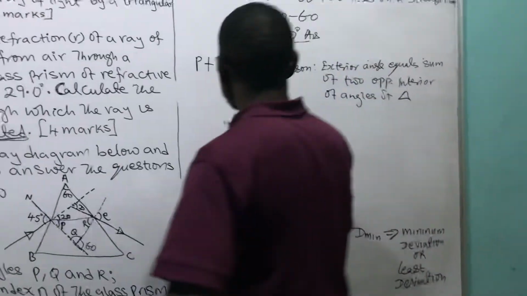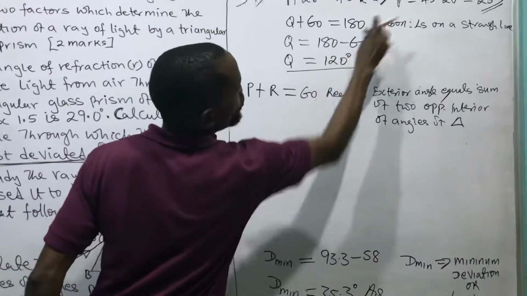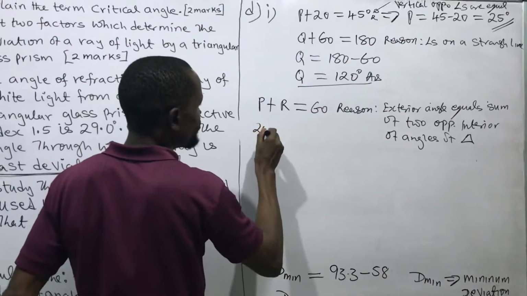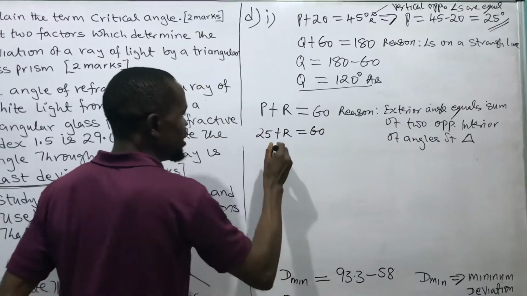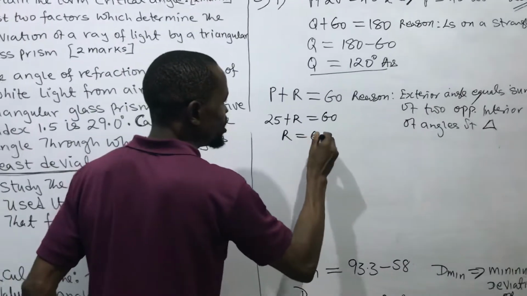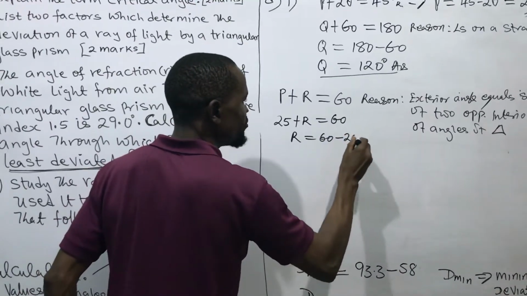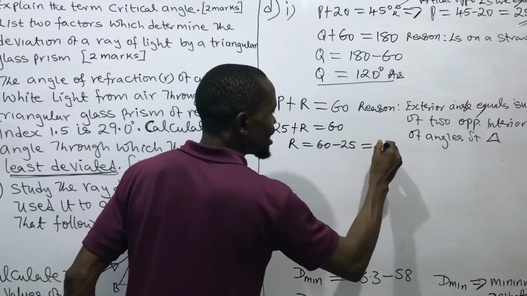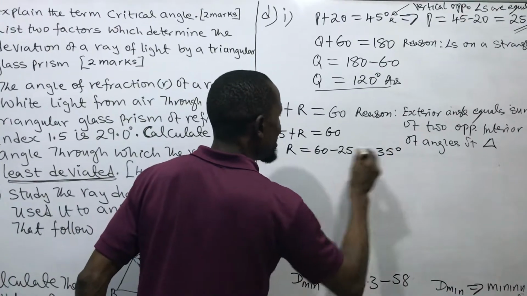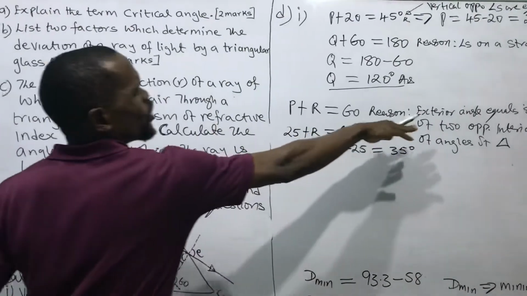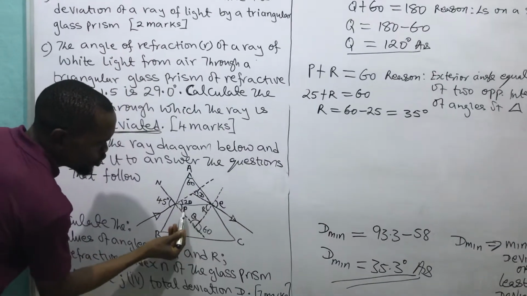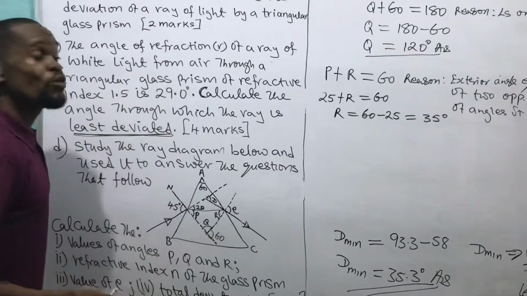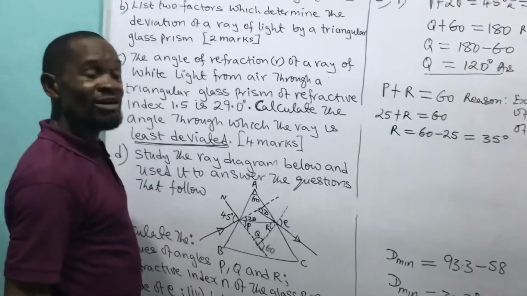Or I would have said I have my P. I've gotten my P to be 25. You know that we have gotten P to be 25. This gives me 60. Then I will say R is equals to 60 minus 25, and that gives me 35. That's my R. Or if someone cannot remember this, I can come over here and say this angle plus this angle plus this angle will give me 180, sum of angles in a triangle.